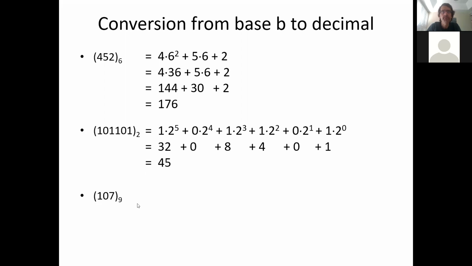So base 9, we do the same. You have consecutive powers of 9 starting from the right. This is a 1, this is a 9, and this is 81. And boom, I have some.